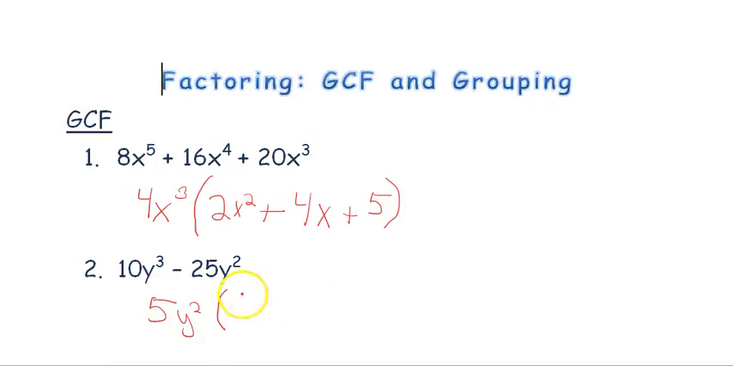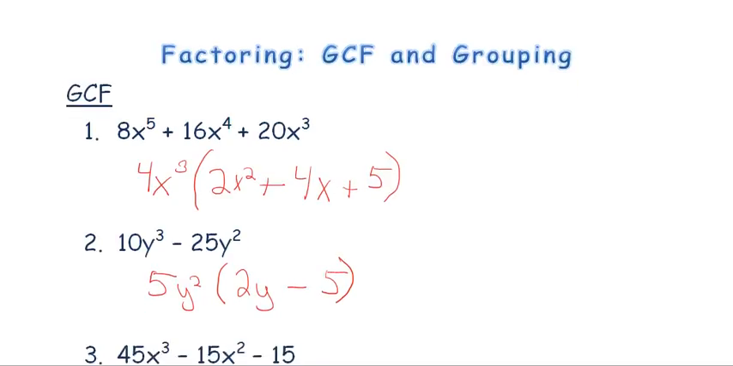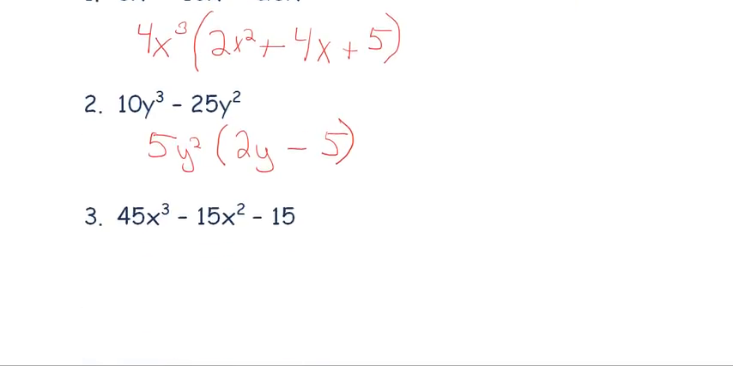Now I put my parentheses and put what's left. So 10 divided by 5 is 2. The y cubed was there. I took 2 out. That leaves me with 1 y. Then there was a minus. 25 divided by 5 is 5. And I took both of those y's out. So I just have the 2y minus 5. So those are our first 2 examples. Let's scroll on down and do a few more.